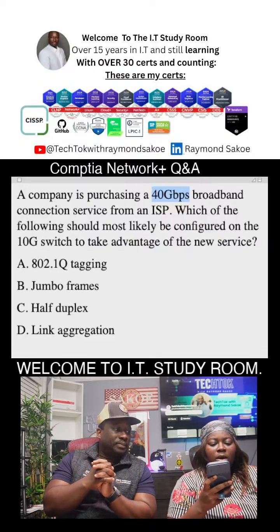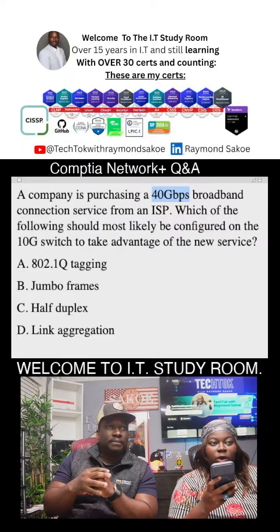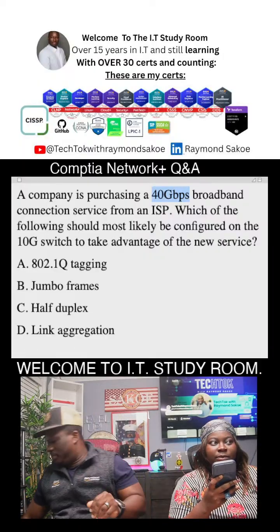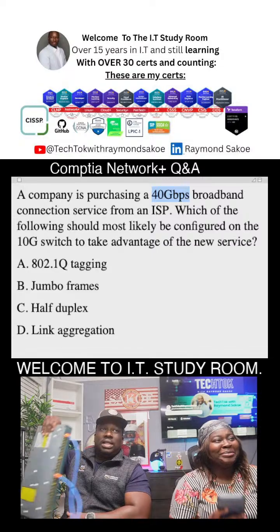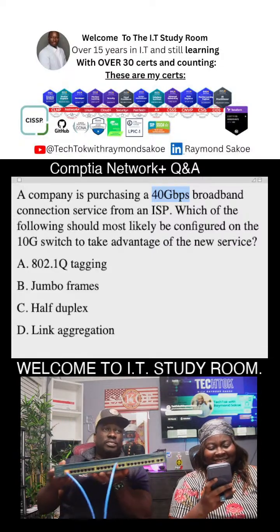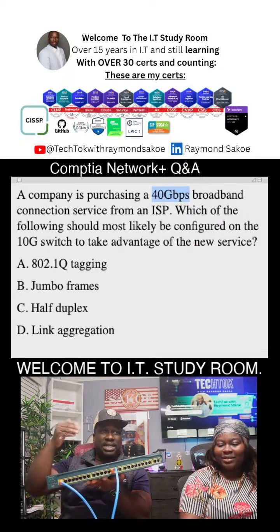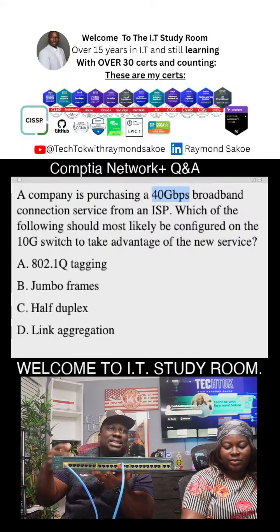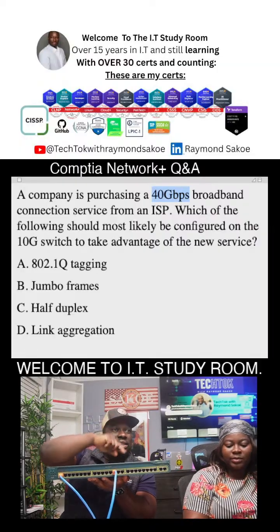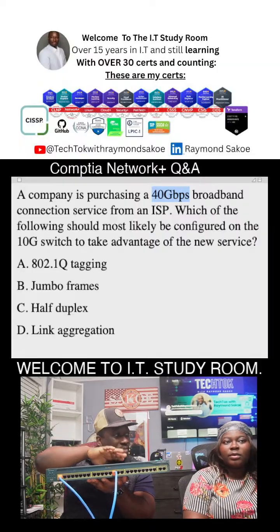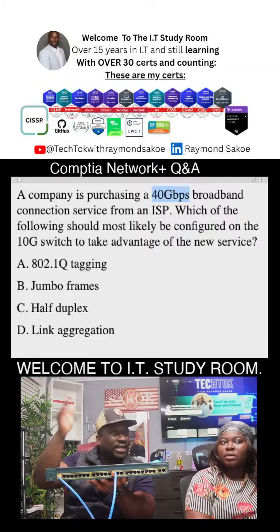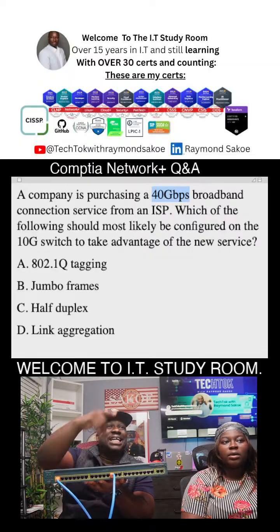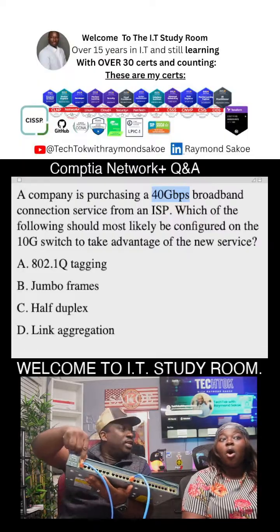Lone Ranger said D, you have to bundle 4 links. What does it mean, 4 links? That is link aggregation. So now it's 40 gig of speed that they are getting from the internet service provider. However, the switch that they have only does 10 gig, meaning they are losing 30 gig. So in order for you to take advantage, you have to connect 4 different cables.